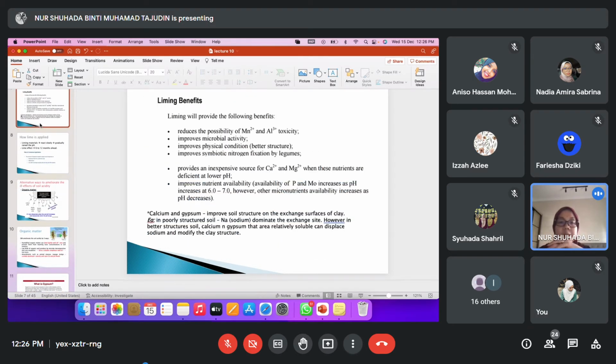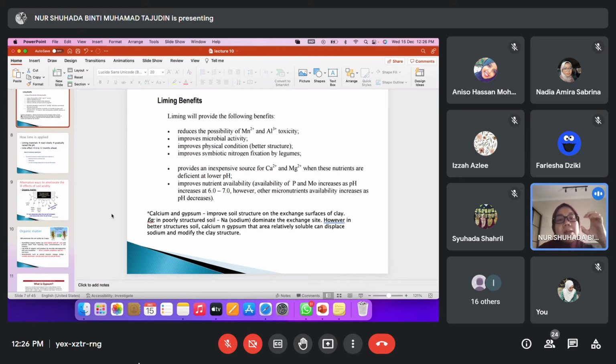Okay, number 5, it improves the nutrient availability. Okay, so it helps to provide available nutrients to your crops. Okay, so calcium and gypsum, actually when you are putting the liming materials, it is not only improving the pH but also the structure of the soil.